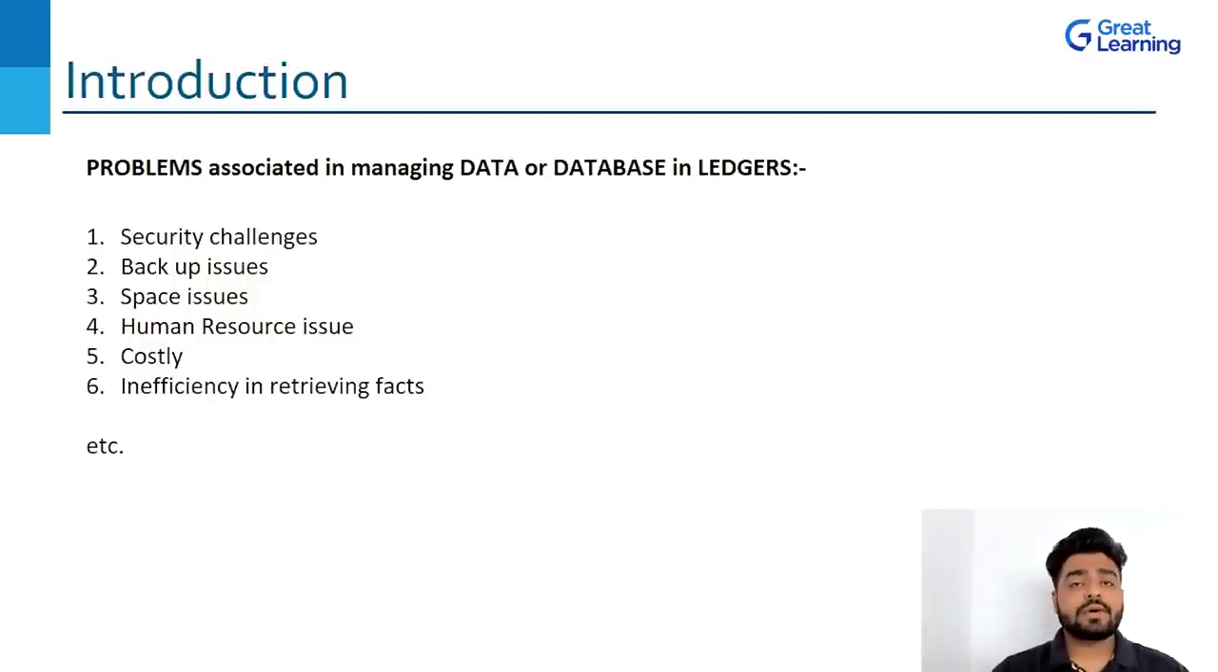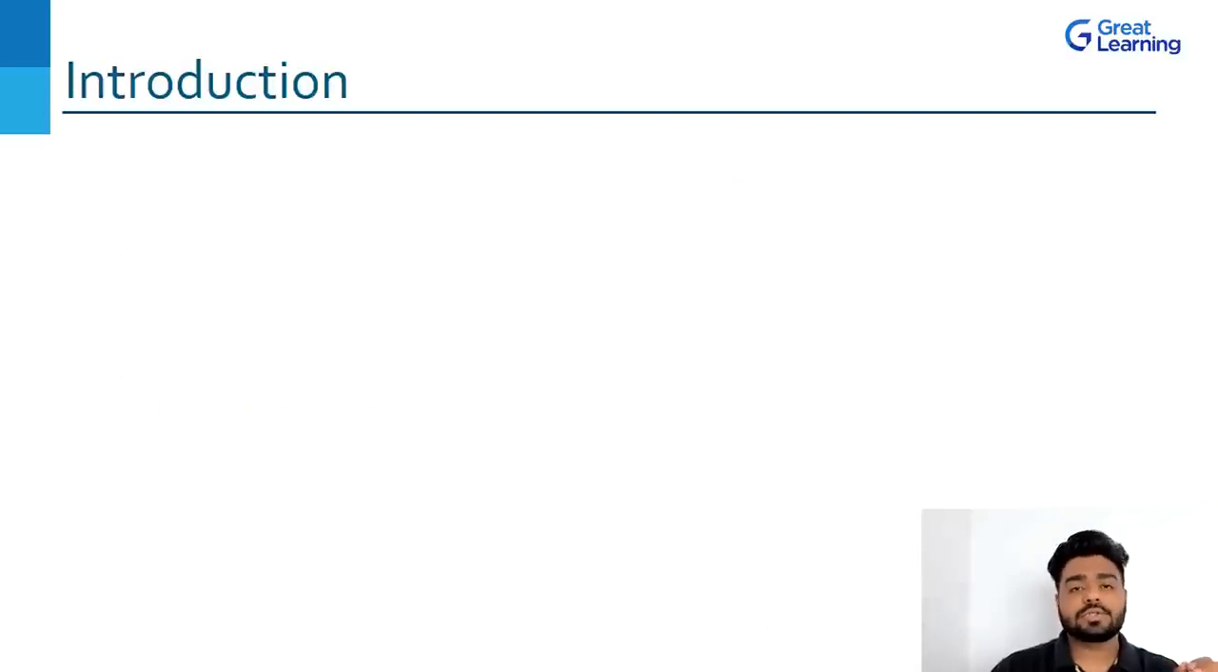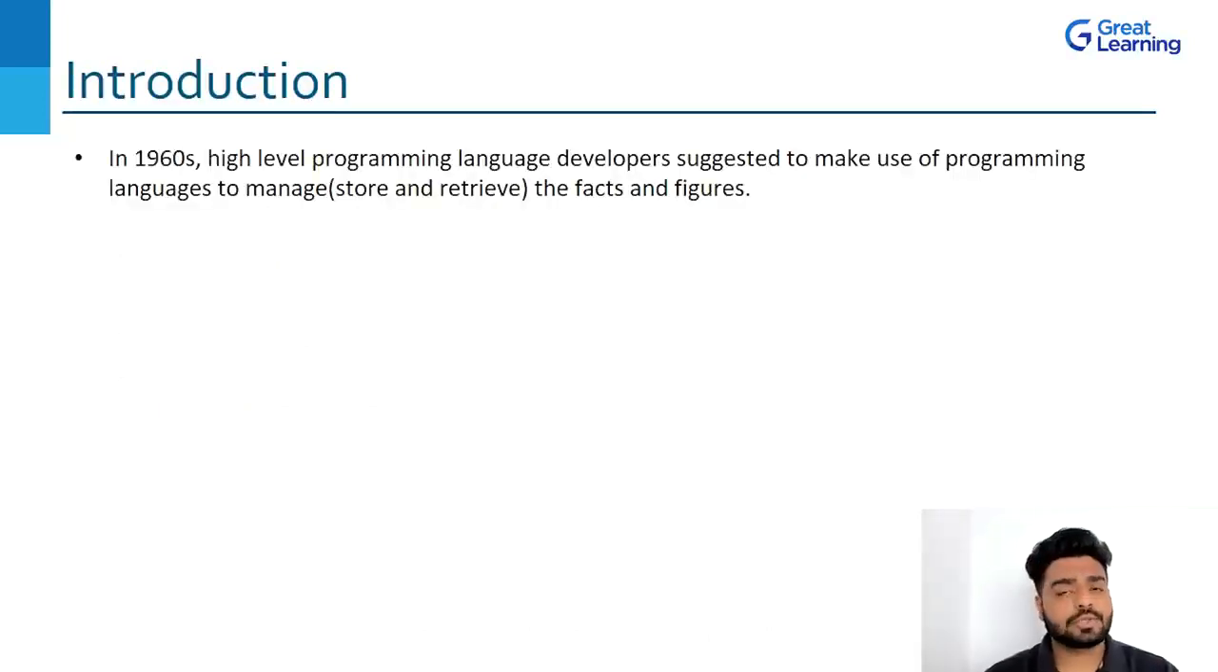So these were all of the issues. Now, the computer came into existence looking into all these problems in 1940, right? But computers were very costly, very heavy, and very, very expensive, right? So people did not think of using computers, but in the late 1950s, computer prices came down as compared to 1940, and people thought of using computers to manage facts and figures. But there were no means to do it. Now, what is the meaning of no means to do it? Let's understand pointer by pointer.